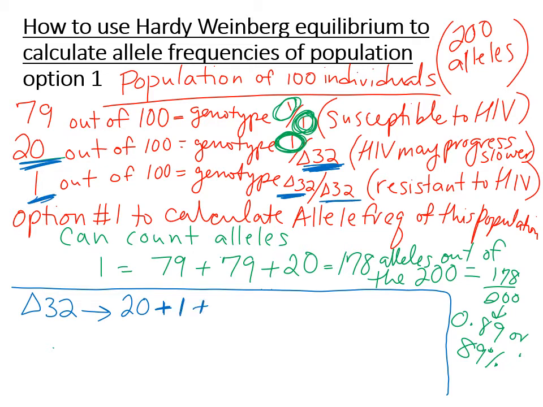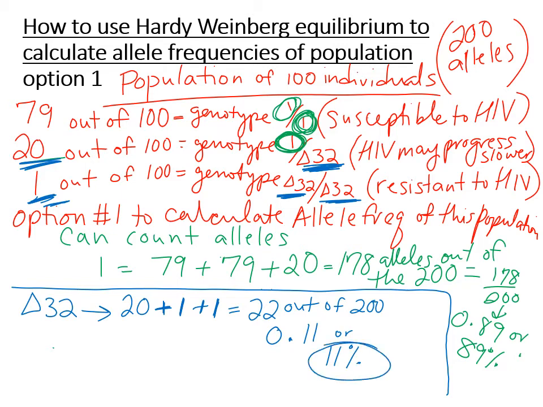And the last spot that you see it here, well, that's 1 allele again. So that's 22 out of 200 alleles. Okay, and that's 0.11 or 11% of the population, which makes sense because before we said the first allele was 89% of the population, which means the second allele has to be 11% frequency in that population because the 2 alleles, their frequency, if it's in equilibrium, has to equal 100%. There's no other allele for that trait in that population.